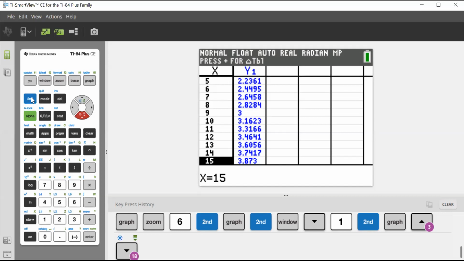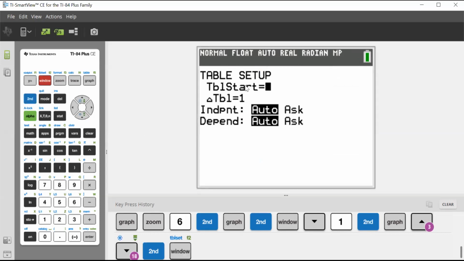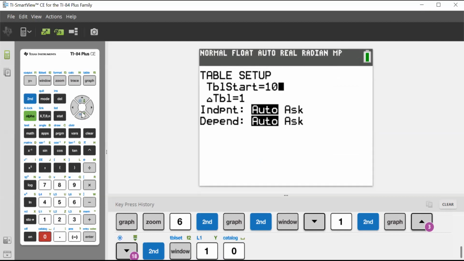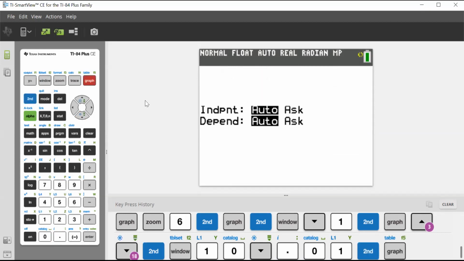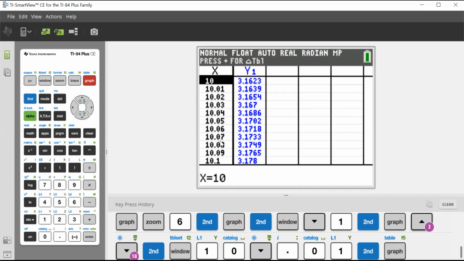We can also change the table settings, which is what you just saw me do before. So if I press second, and notice above window, there's this button that says table set. So if I click that, I can choose two things. I can choose where the table starts, so I can make my table start at 10 instead of 0. And I can make it count by what I want it to. So I could say count by 0.01. And if I press second table again, notice now it starts at 10 and it counts by 0.01 going up. So that'd be a way, if I want to see what some output values are approaching as I approach a particular input value or something like that, that might be helpful.